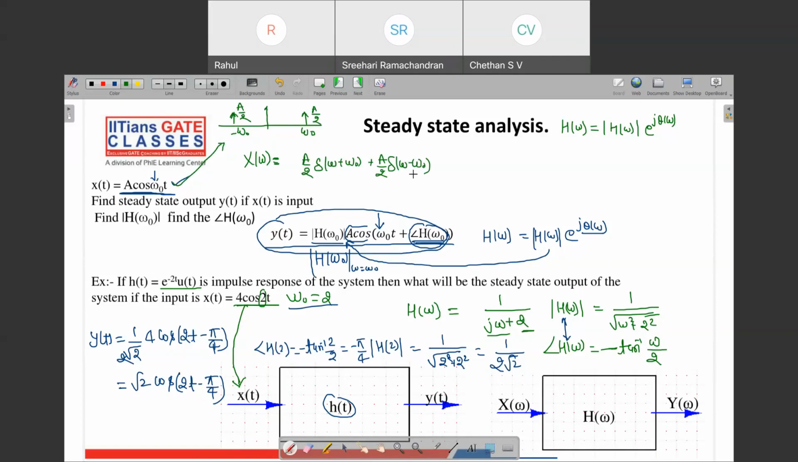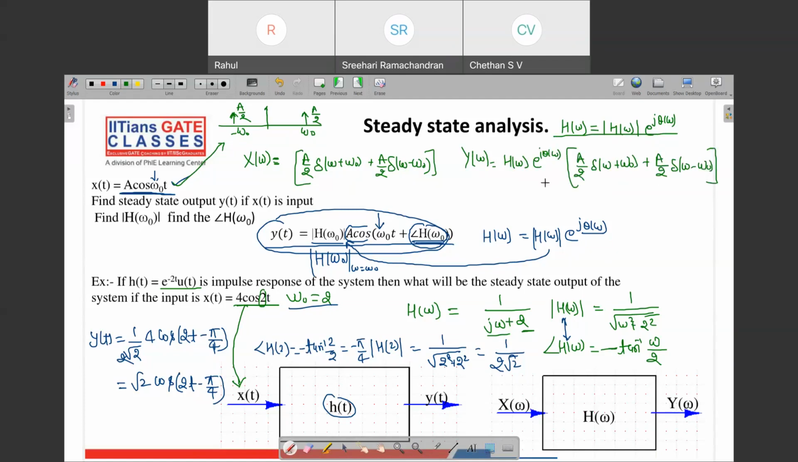Now this x of omega will get multiplied by this h of omega to calculate y of omega. So y of omega will be given as h of omega e to the power j theta omega multiplied by a by 2 del omega plus omega naught, plus a by 2 del omega minus omega naught.